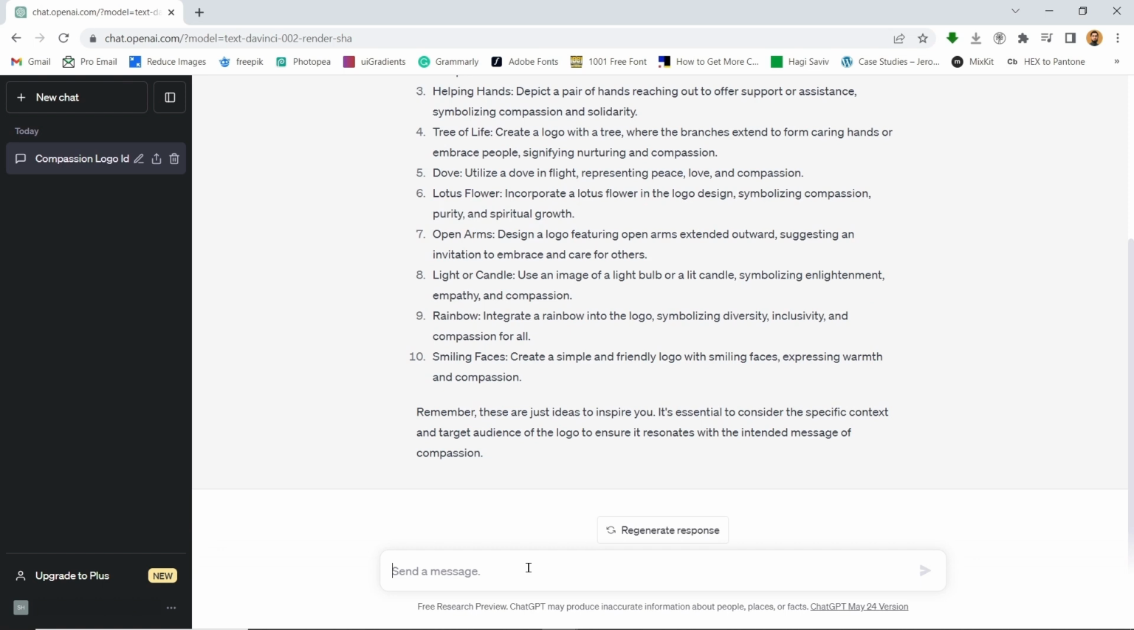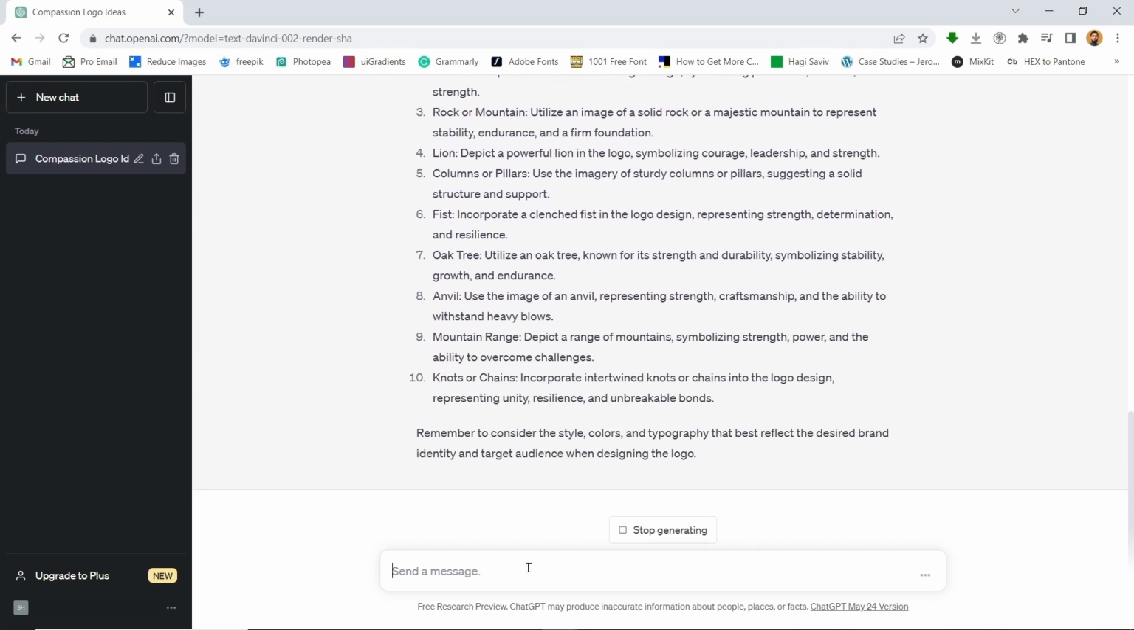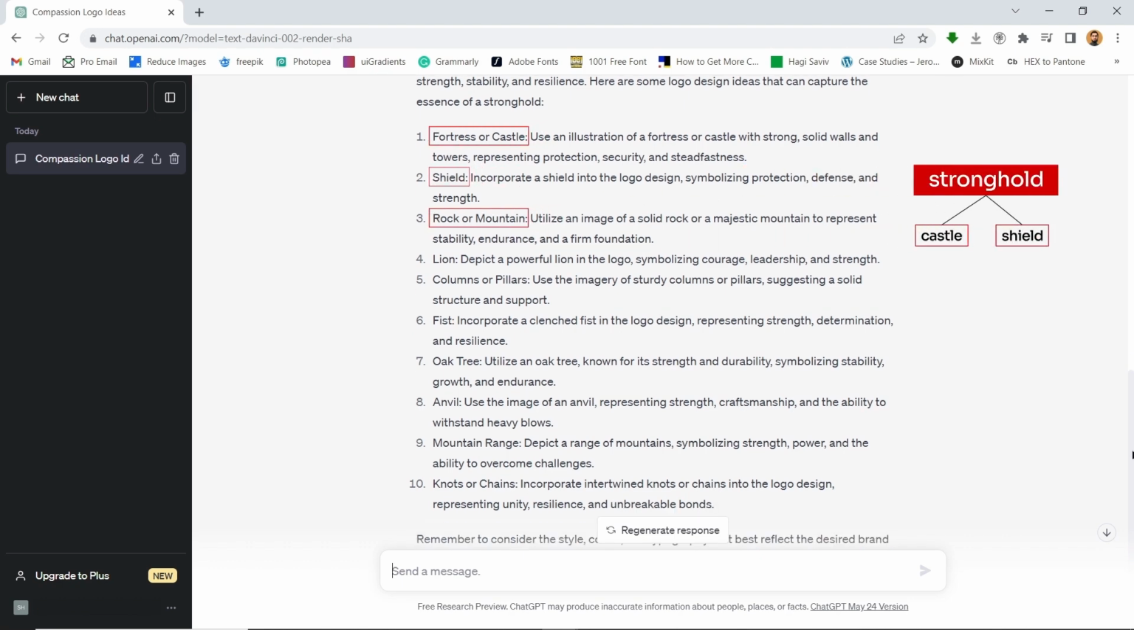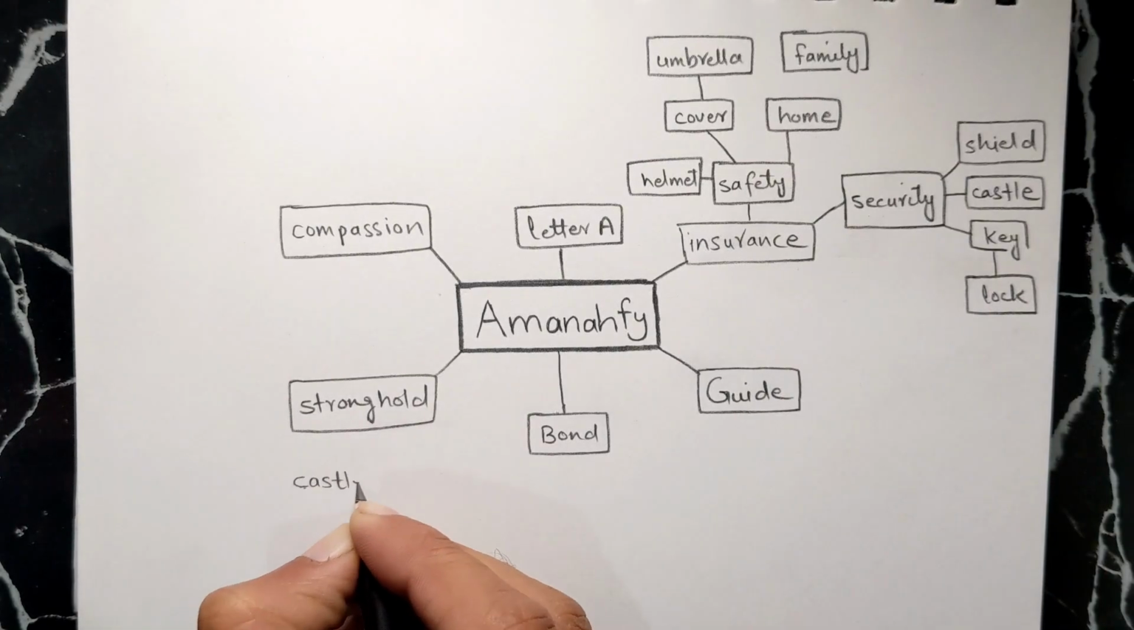Again, we will switch to ChatGPT and simply write logo design ideas that represent stronghold. And we have keywords like castle, shield, mountain, and other than that, one keyword that comes to my mind is an anchor, as it also acts as a stronghold for a ship. We can further represent a mountain as a symbol of stability and balance. Furthermore, we can represent both of these elements by using a triangular shape. Again, we will write these keywords on the paper.